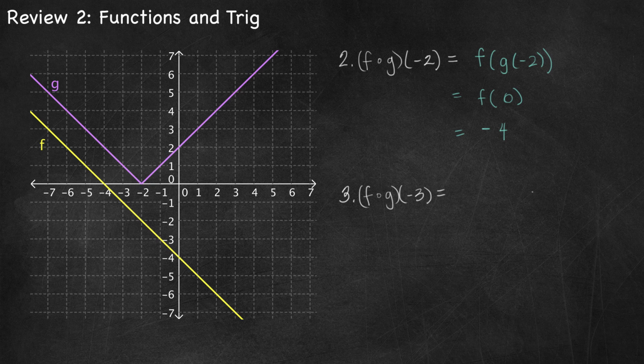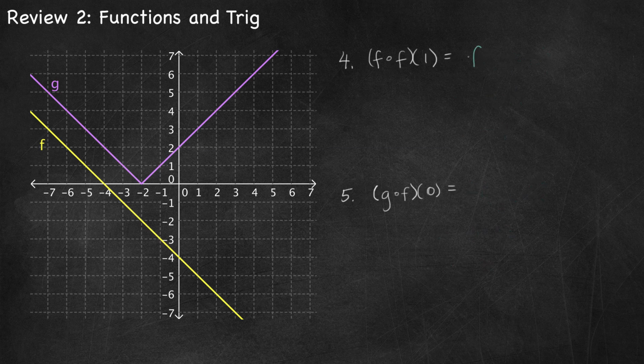Number 3, f of g of negative 3. We can find g of negative 3 by looking at the graph of g at an input of negative 3. So that gives us an output value of 1. So this becomes f of 1. We go to function f at an input value of 1. Our output value is negative 5.